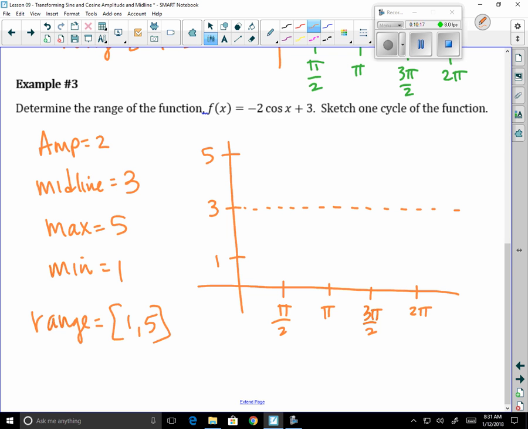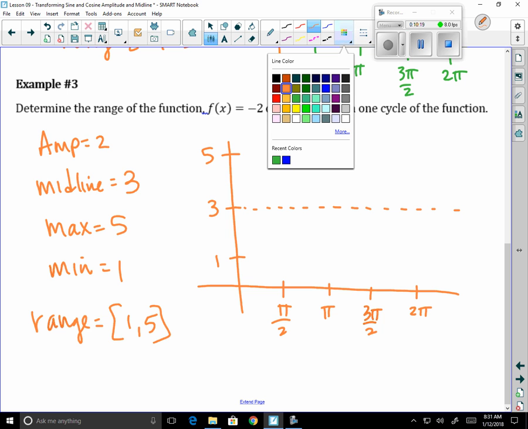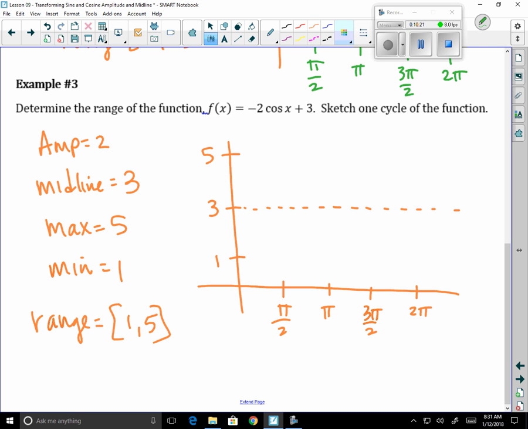So because this is cosine, I know cosine curves are going to start at the midline. I'm sorry, they're going to start at the maximum or the minimum. Because of the negative, I want to start at the minimum. So the first point here is going to be 1, 0. Because this is going to be a cosine curve that's upside down, right? Normally a cosine curve looks something like this. Well, I want an upside down version, so it's going to look like this.